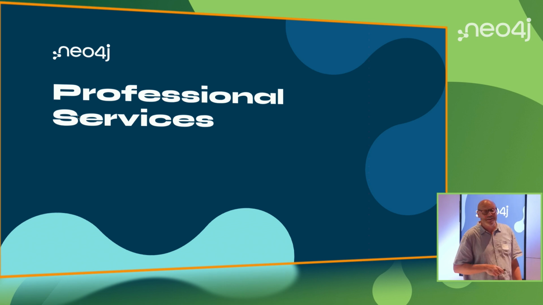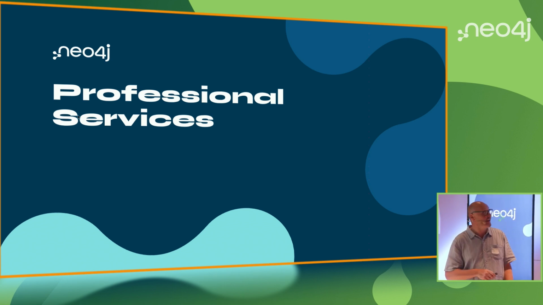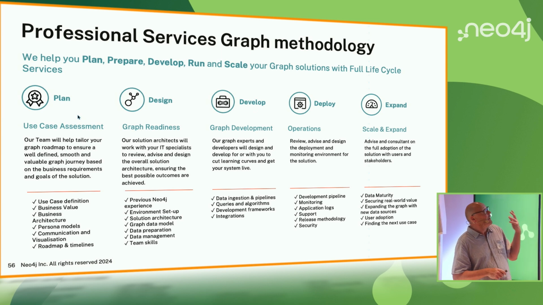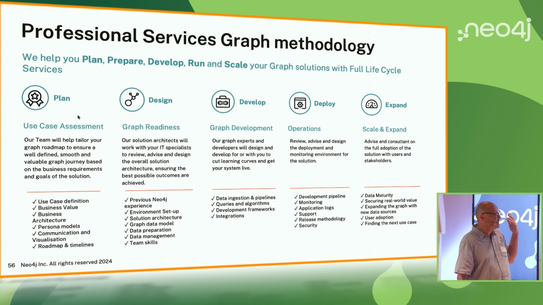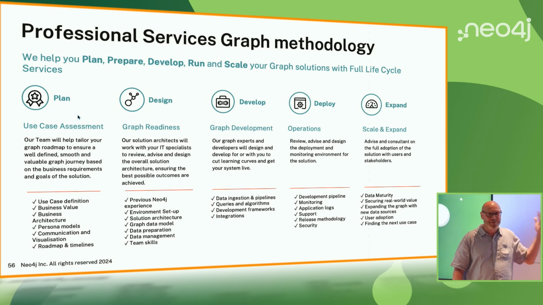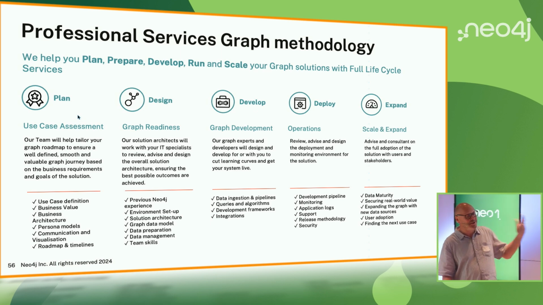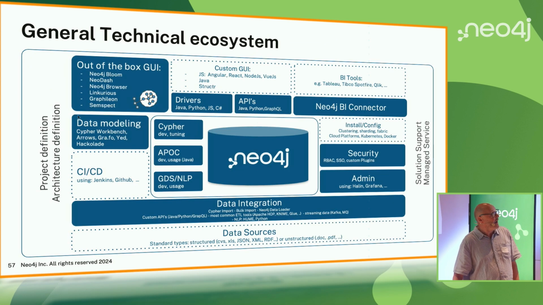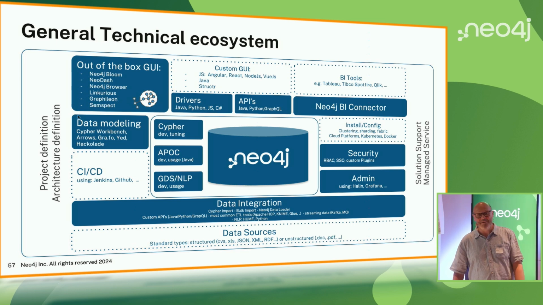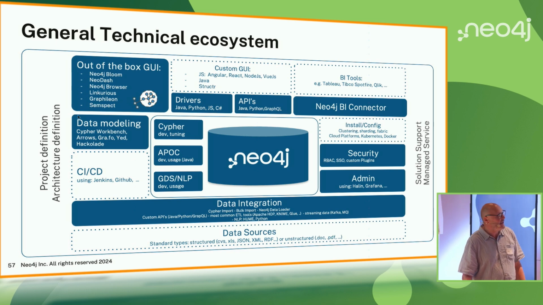So finally, just a word about professional services within Neo4j. We've got a graph methodology, and we're here to help you plan and develop your Neo4j solutions from planning, design, develop, deploying, and expand. So we can go from the proof of value, the proof of concept, all the way to production systems. There's a group of us spread across Europe and in the US as well, and we tend to work around the whole of the Neo4j ecosystem.